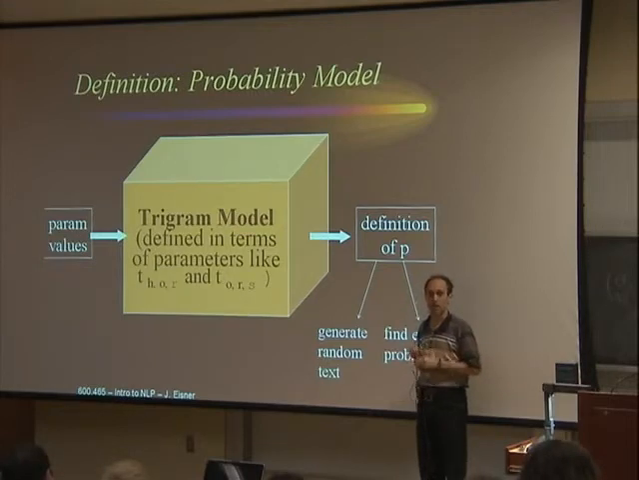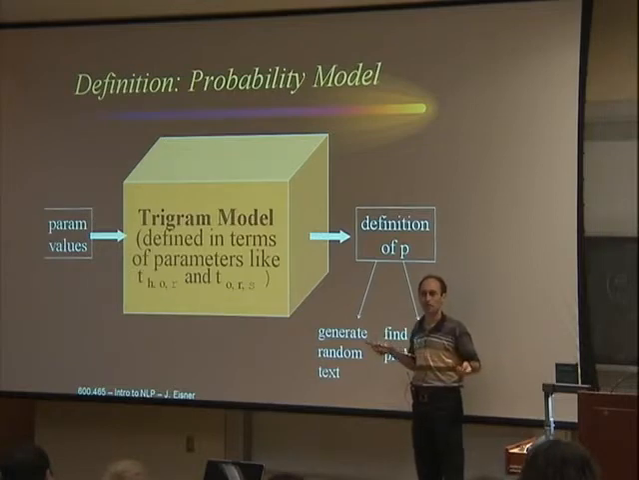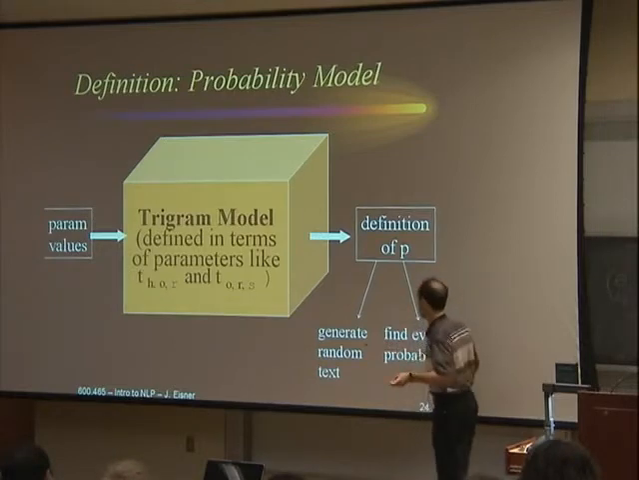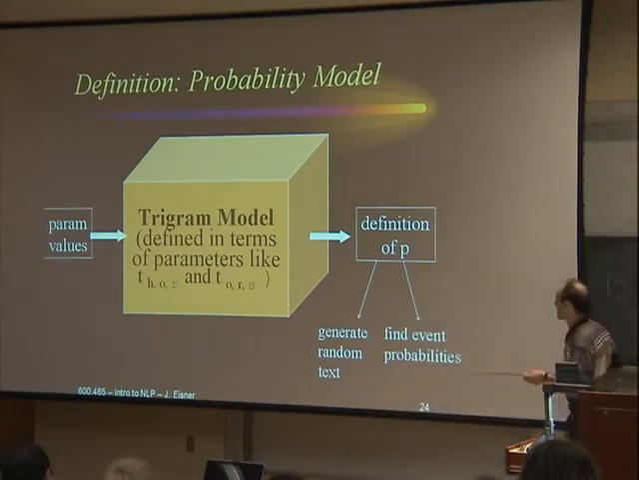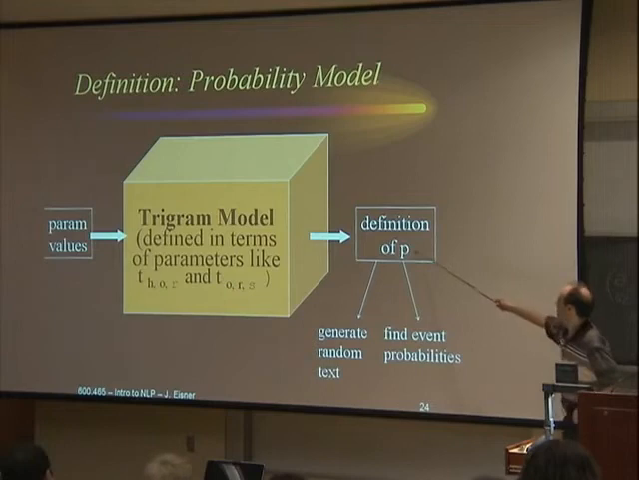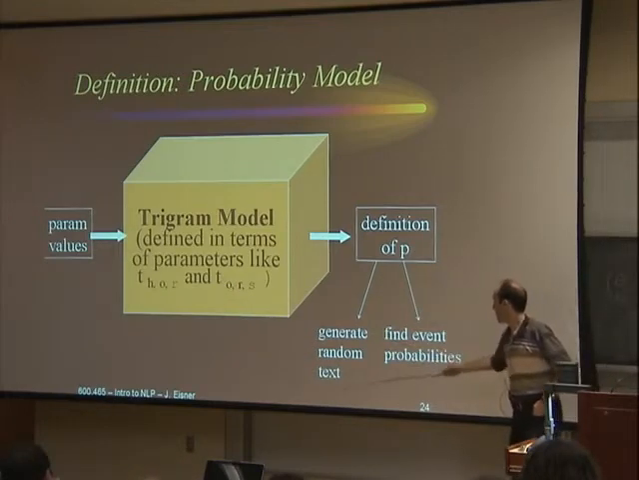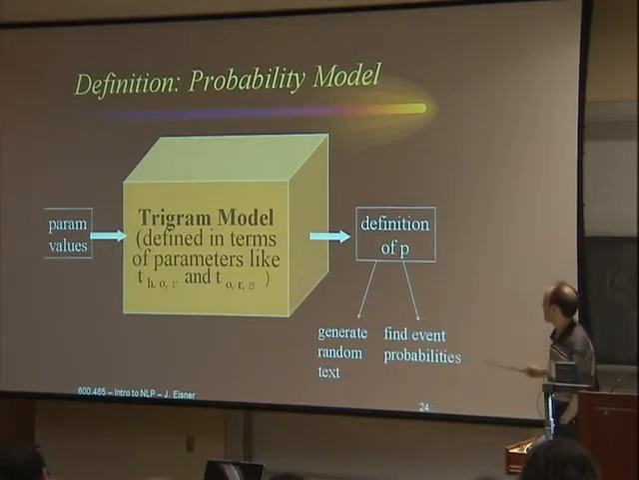If you really wanted a 17-gram model, then you'd need an astronomical amount of text in order to be able to generate something that looked like English generally and not just like the sample that you estimated it from. So once you've got P, you can generate random text. And more important for our purposes, given an event like a sentence, you can find out what the probability is.